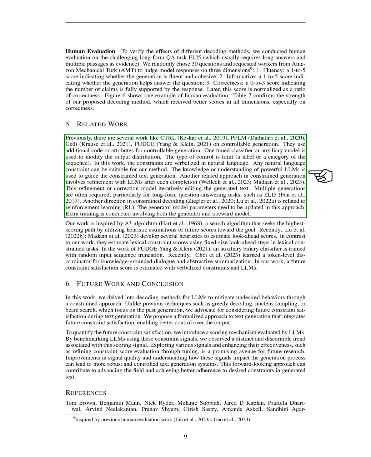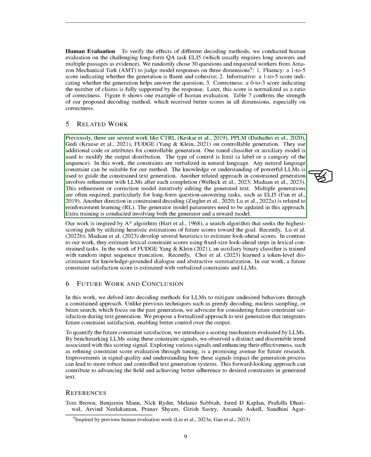In the past, there have been several works like Control, PPLM, GeDi, and FUDGE that focused on controllable generation. These methods typically use additional code or attributes to control the generation. They also use a tuned classifier or auxiliary model to modify the output distribution. The control in these methods is limited to a label or a category of the sequence. In contrast, our work verbalizes constraints in natural language, meaning any natural language constraint can be applied to our method. We use the knowledge or understanding of powerful language models to guide the constrained text generation.